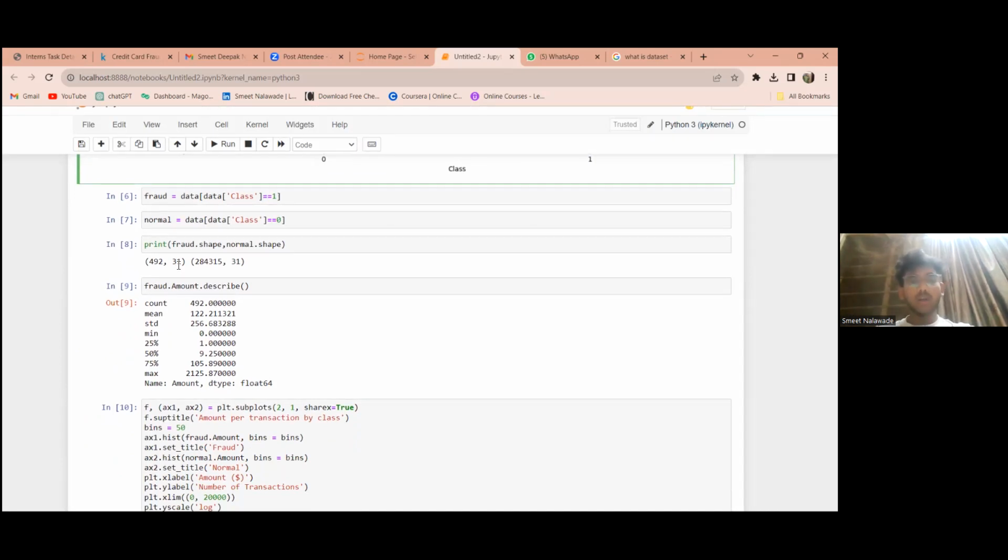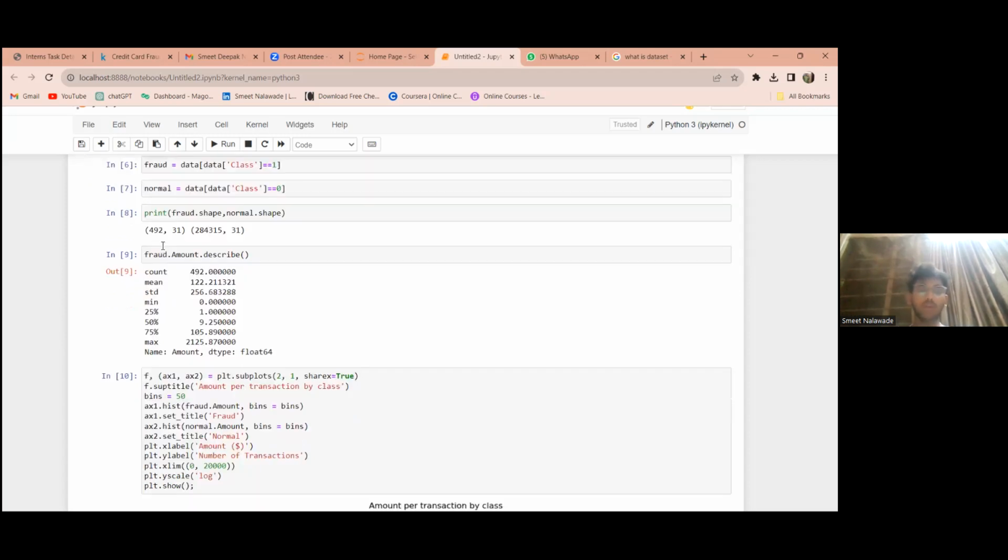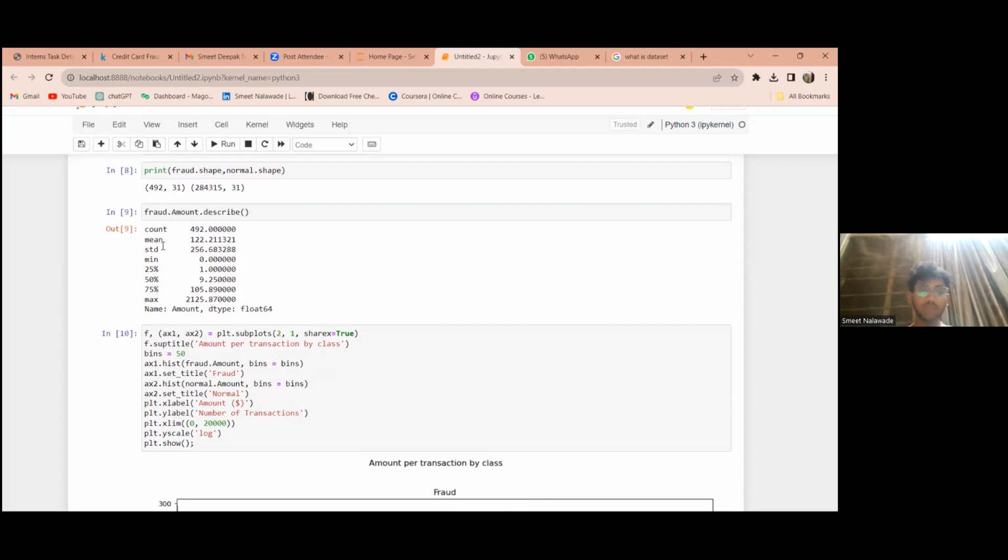So in our total data set, as we discussed earlier in the presentation, we have 492 fraud transactions present in the whole data set and 2,84,315 normal transactions present in the whole data set. We have also described the fraud amount in a proper way where we can see the count, the mean, the standard deviation, also the minimum value, the 25th percentile, and so on.